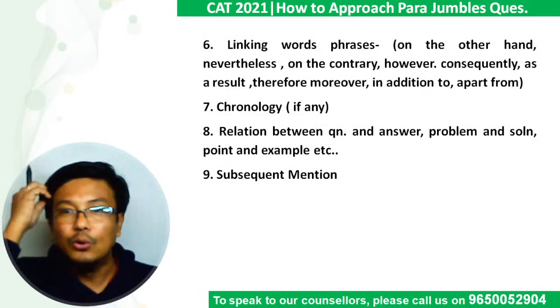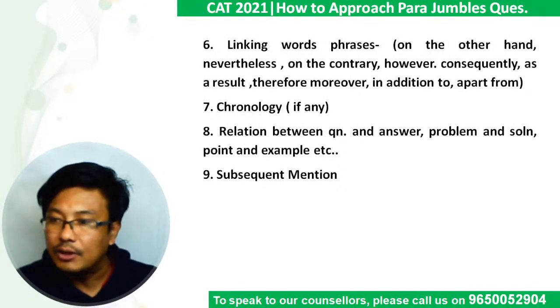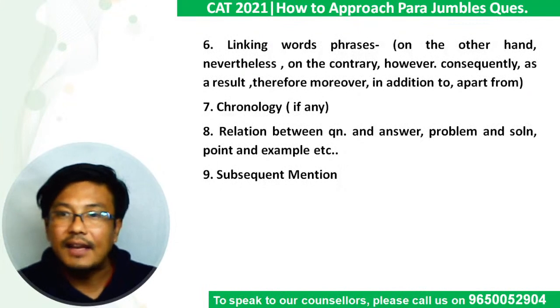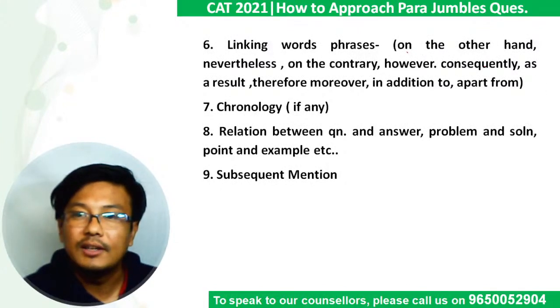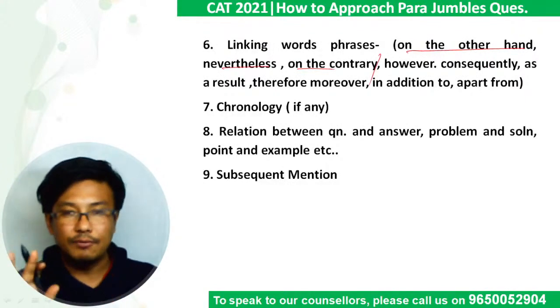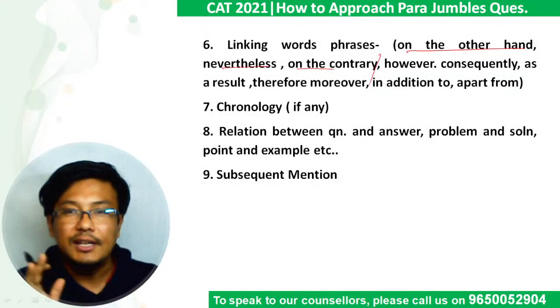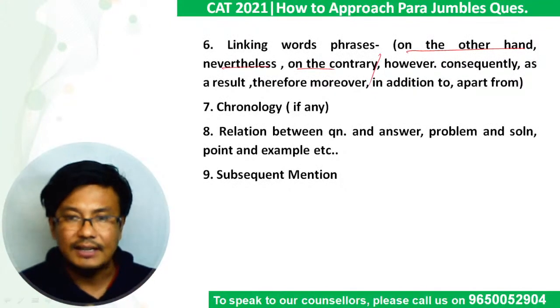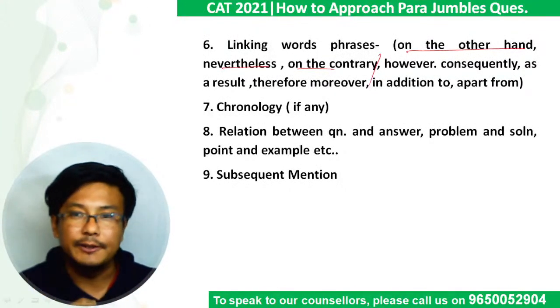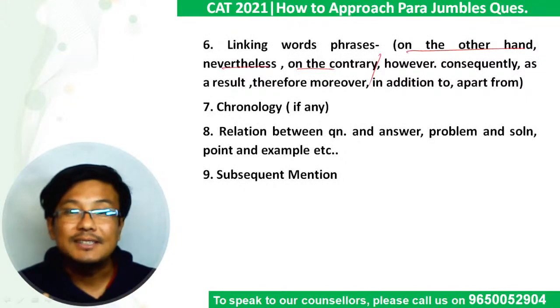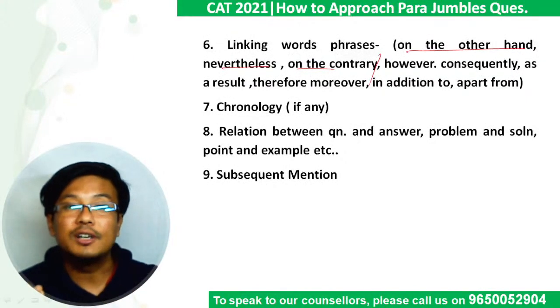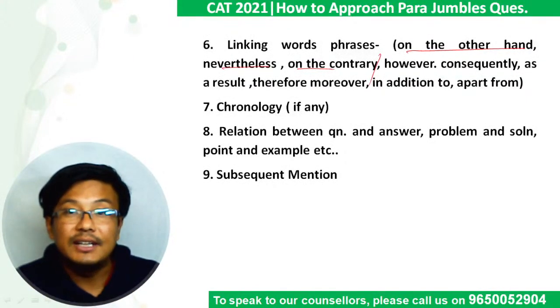Next thing, look for linking words. What are linking words? Linking words are words like this: on the other hand, nevertheless, on the contrary. Suppose you have a sentence like this: Nevertheless, India won the World Cup. If you have a sentence like this, what do you expect before it? You expect something which is opposite or contrary. Otherwise, you will not say nevertheless. This is called a linking word.